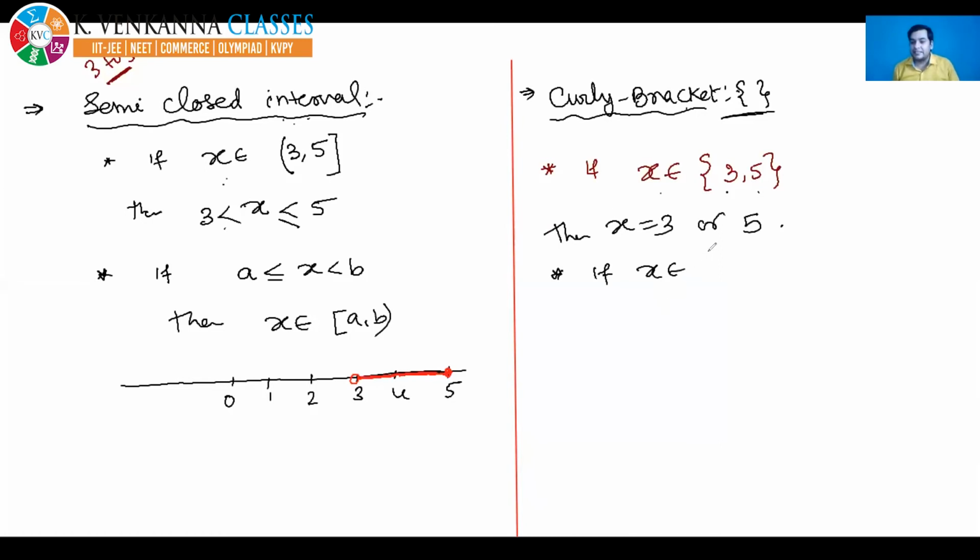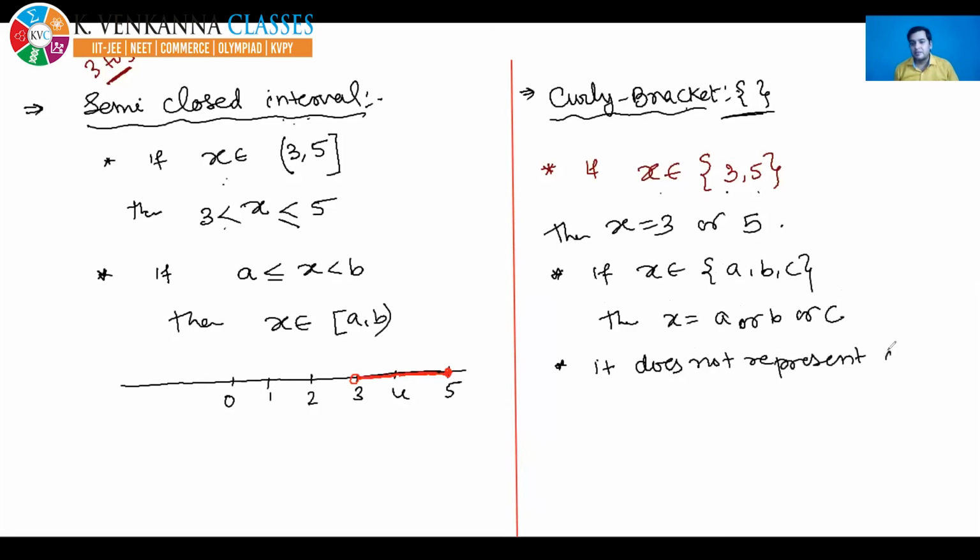For example, if here written is x belongs to curly bracket a, b, c, then what does it mean? Then I will say x can take the value of a or b or c. It does not represent any interval. It just represents individual values. So I'm writing this: it does not represent any interval.